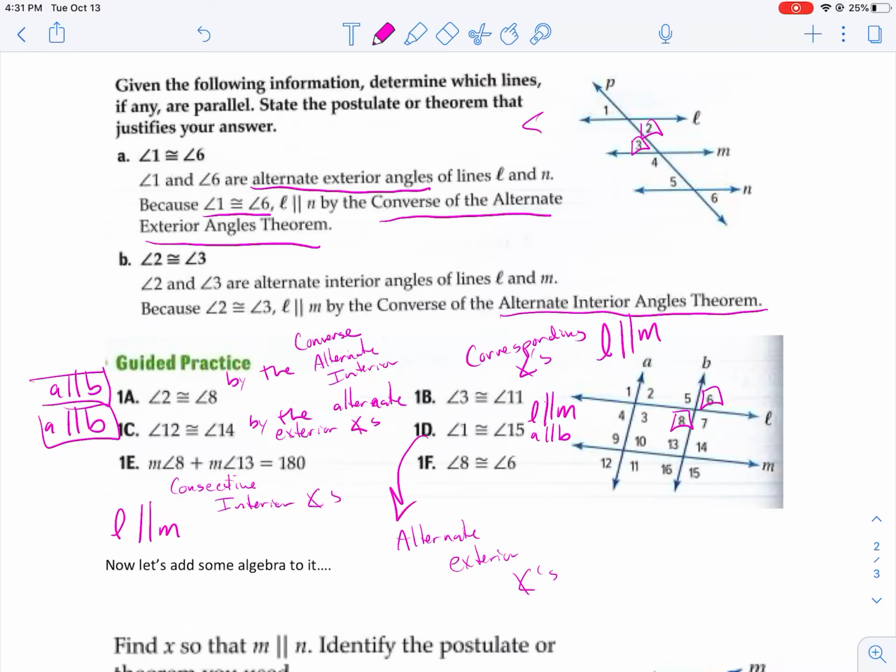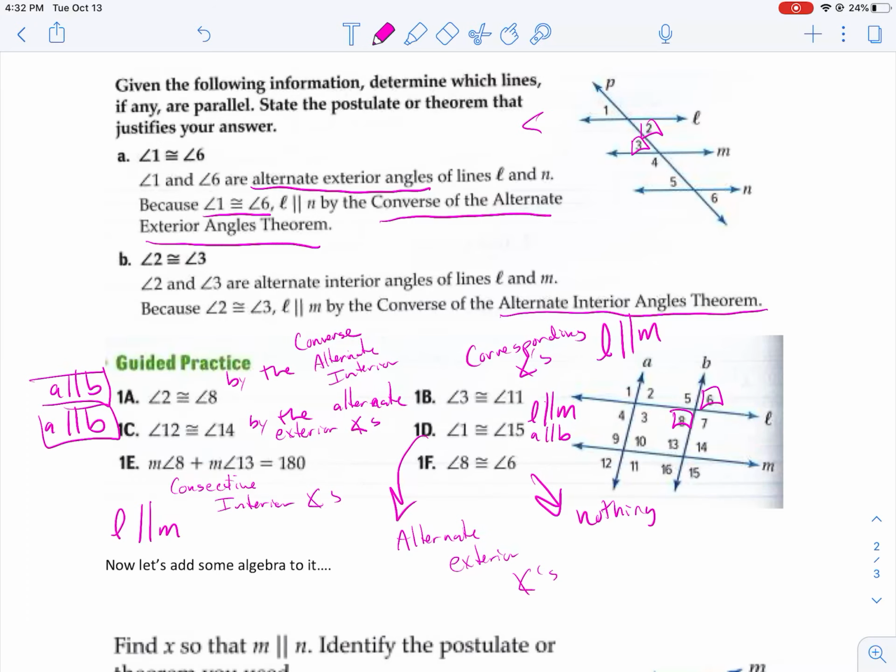I can't. All right, 8 and 6 are congruent. Well, that just means they're vertical angles. But we would need something where it's either 6 and 14, or 6 and 16. Those two angle relationships would let us know that these two lines, or whatever lines, are parallel. But because 6 and 8 are just vertical angles, we get nothing.